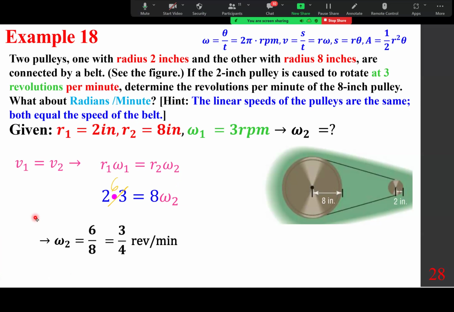And we are done, except if you wanted radians per minute, then instead of RPM, you have to multiply the 3/4 by 2 pi, and that becomes 1.5 pi radians per minute. It just depends on the units that you're interested in.